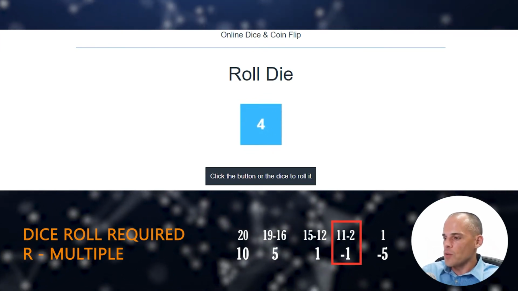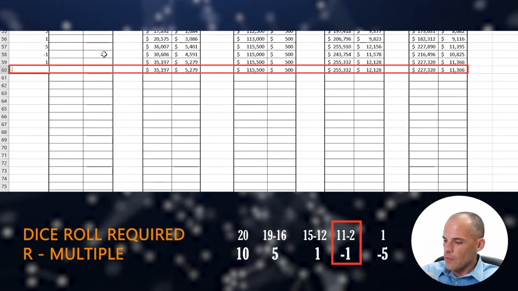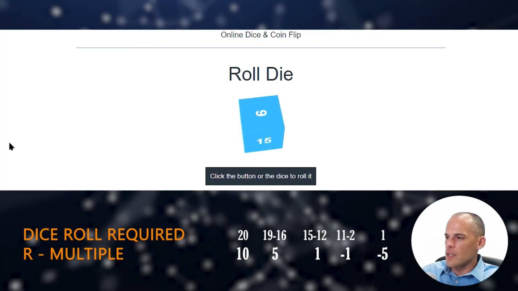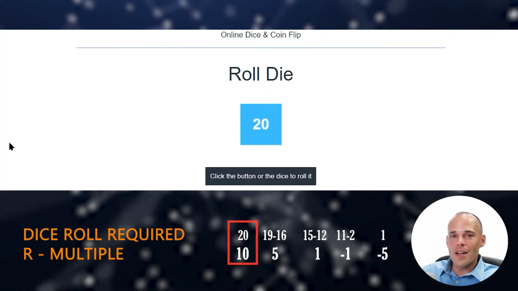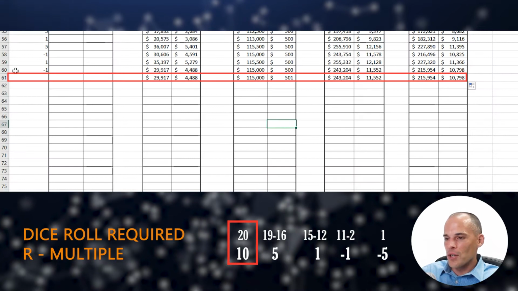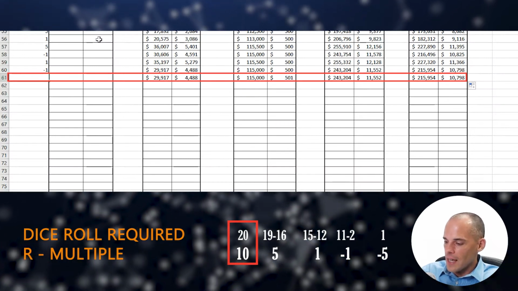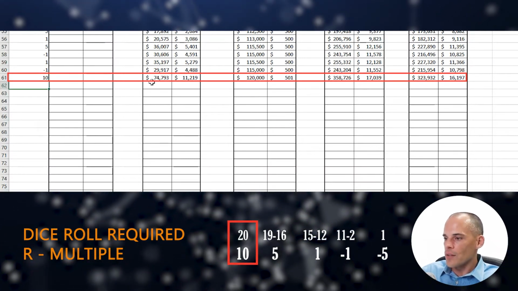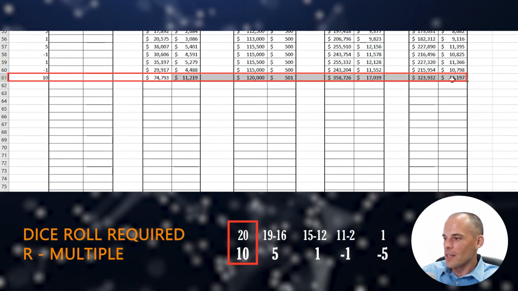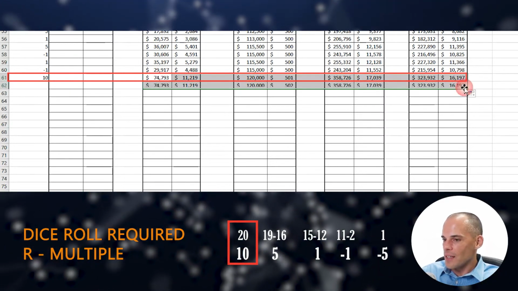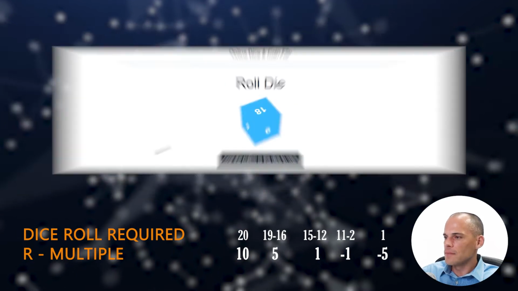Okay, we got a 4 on this one, which is a -1. Here we go. This is trade 61. And we've got a 20, folks. Winner, winner, chicken dinner, as they say, and that is a +10. Wow, this is really starting to separate the traders, and you can see a significant difference between their portfolios.